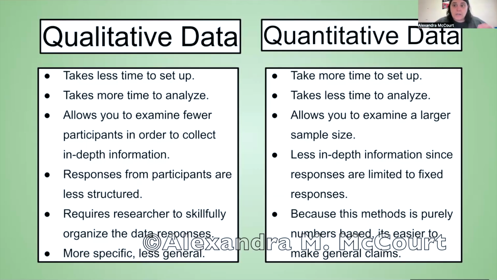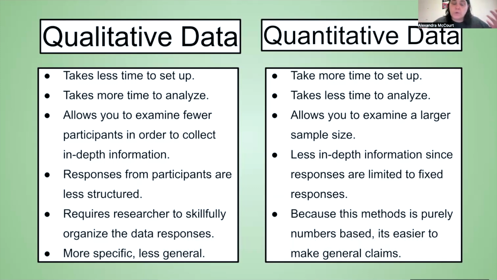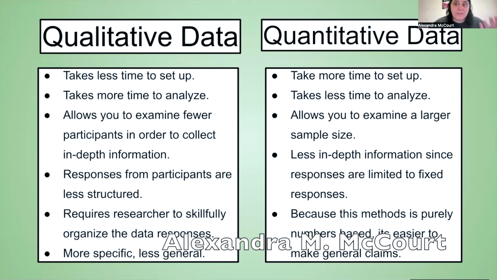So while qualitative data is more specific, it's less general, right? So we can't make a general claim with qualitative data. We can only make very specific claims based off of what participants have said. Rather, with quantitative data, we can say, well, 30% said that they were neutral on this. And then we can sort of infer from there. Whereas with qualitative data, there is no room for inference because the participant told us exactly what they were thinking and what they were feeling in their lived experiences.